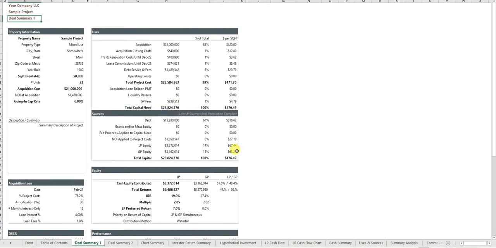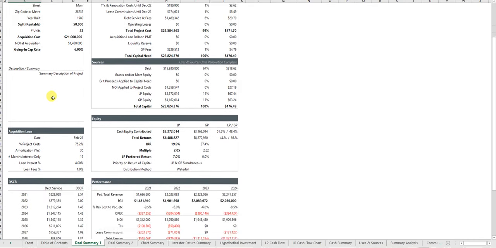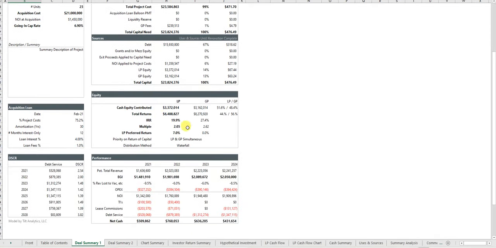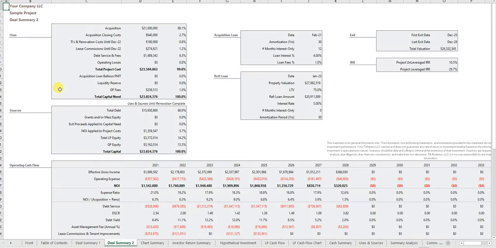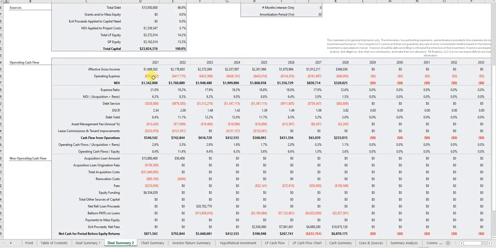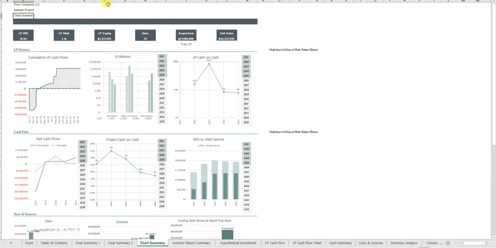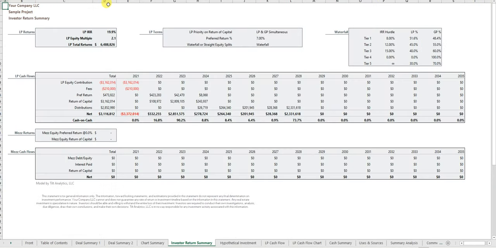This model actually has two different deal summaries, as clients tend to like to see different information, and I'm happy to customize one for you as well. You see here property information, uses, sources, equity, performance, debt service coverage ratio in each year, and so forth. This one has cash flow from operations, non-operating cash flow, and other important things. Nice, appealing visual graphic dashboard.